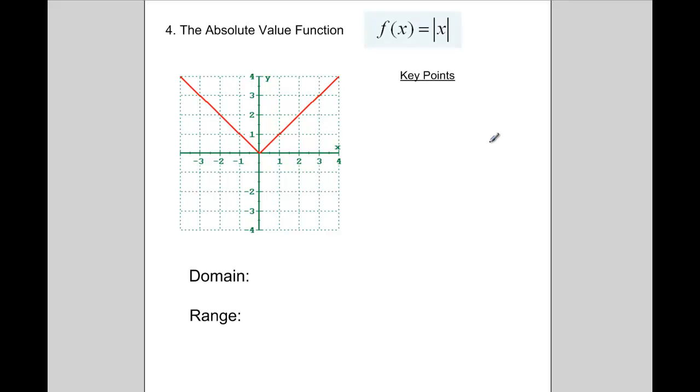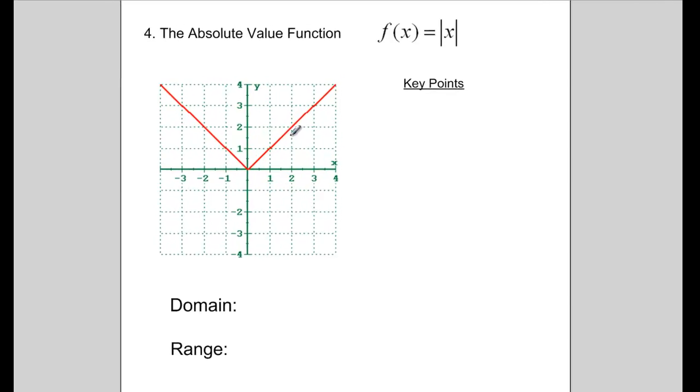Our final parent function is called the absolute value function. And I've already explained what absolute value means, but just to repeat it, remember, any number you put in the absolute value signs just turns out to be the positive of that number. So if you put in 4 in there, it'll still stay as 4. But if you put in -3, it'll come out as +3.